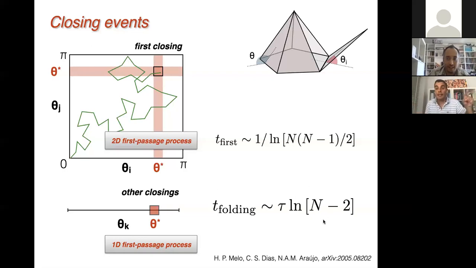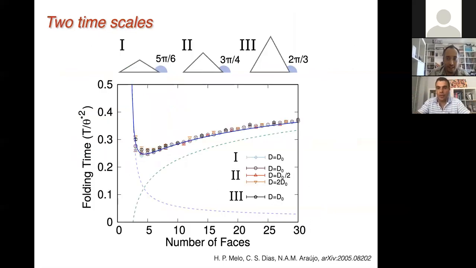So you see that the first closing decays in time, while the final one, which corresponds to the final closing event, will increase in time as a function of the number of faces. So when we put the two together, this is what you have here. Forget for the time being the data points. What you have here in this purple dashed line is the time for the first closing that goes as 1 over the logarithm of the number of pairs. And so it decays with the number of faces, again, folding time as a function of the number of faces.